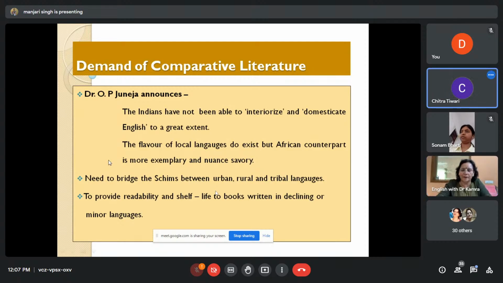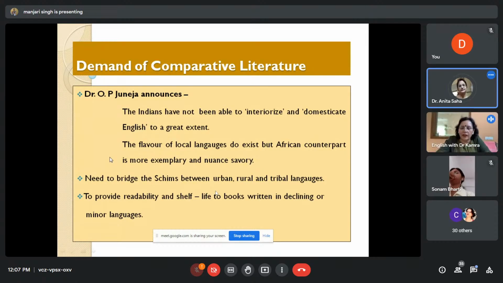Sorry to interrupt. So here you find Chitra Tiwari, yes, she has unmuted herself. She has muted herself. Okay, ma'am. Sorry, ma'am. Continue. It's fine, dear.